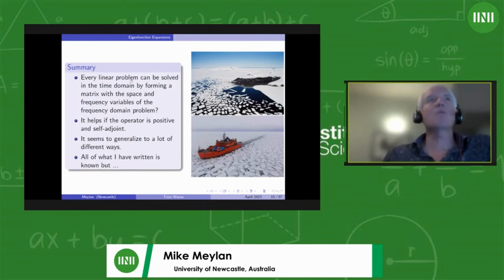So, plus or minus that weighting. And a lot of it hangs on that weighting. It helps if the operator is positive and self-adjoint. Most people deal with positive self-adjoint operators. Positive's great. Everyone should be positive. It just means it's energy conserving.